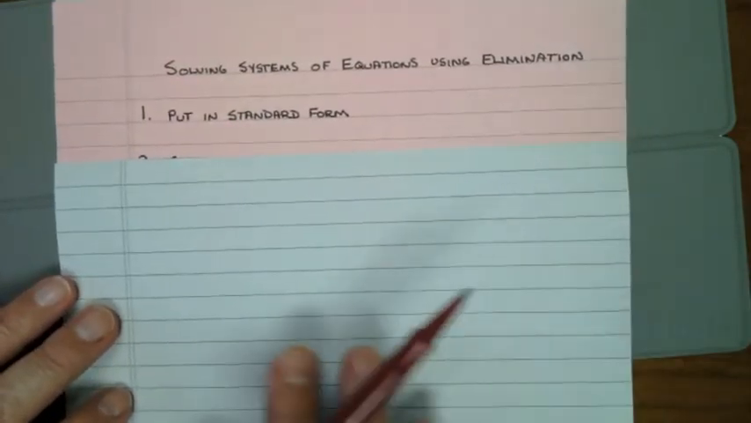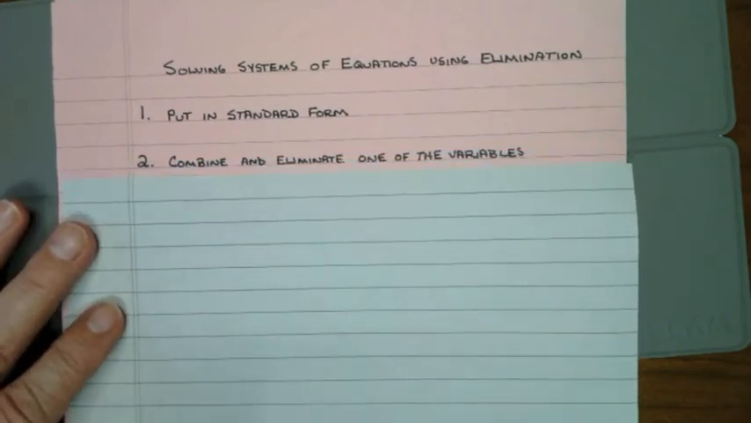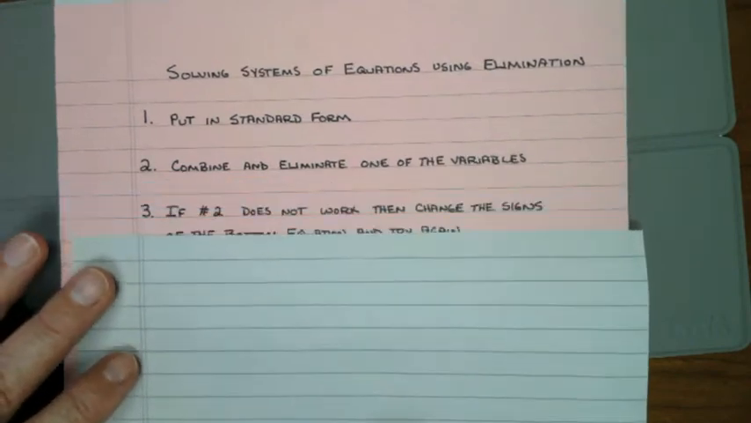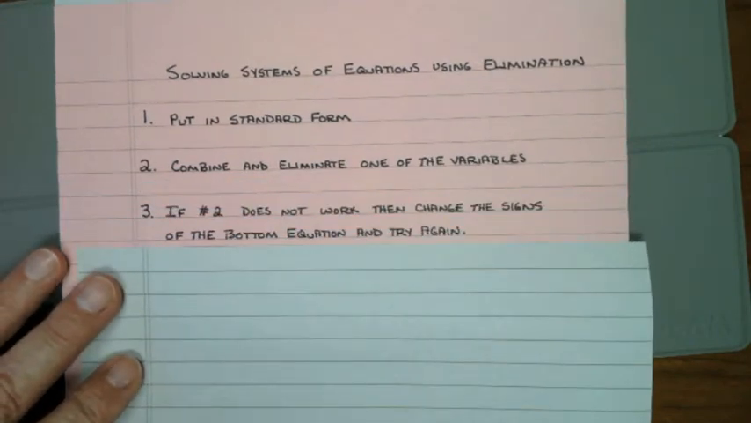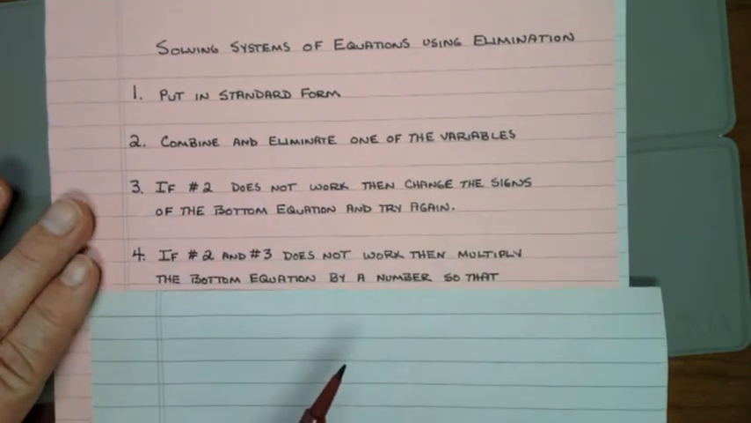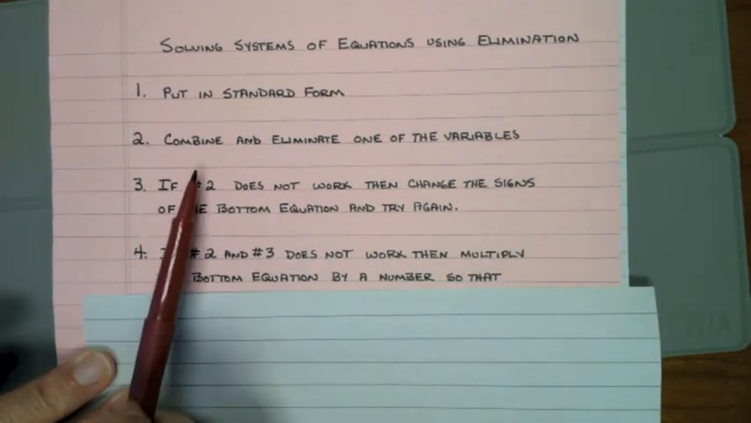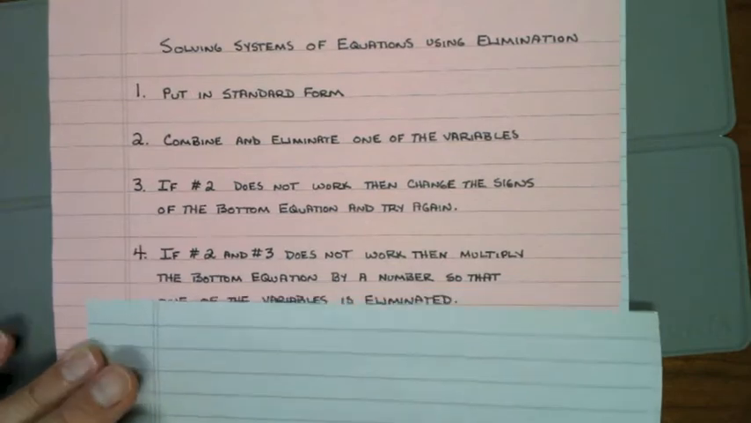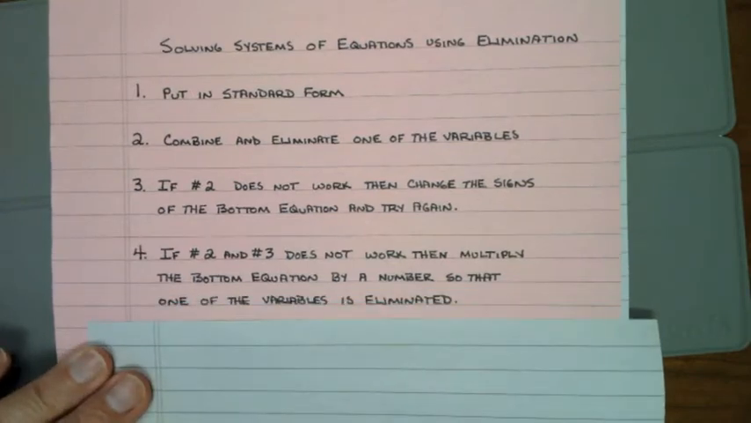So again, make sure it's in standard form, or at least the x's and the y's are lined up. Try to combine them together. If combining them together does not eliminate one of the variables, then change the sign of the bottom one and then push them together and eliminate one of the variables. However, if this doesn't work, then you have to go to this fourth option. If 2 doesn't work and 3 doesn't work, then you're going to need to multiply the bottom equation by something so that one of the variables is eliminated.